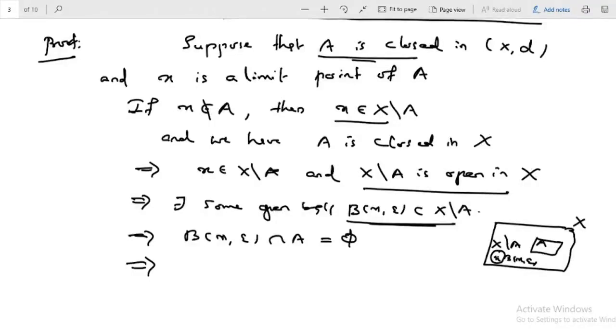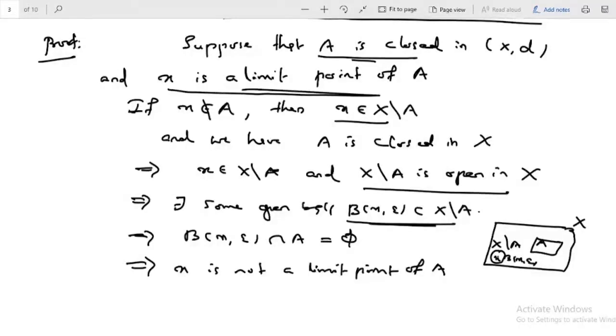But here this B(x, epsilon) does not intersect with A. That implies x is not a limit point of A, which is a contradiction. Okay, which is a contradiction to the assumption x is a limit point of A. Therefore, if x is a limit point of A, then that must be a member of A.